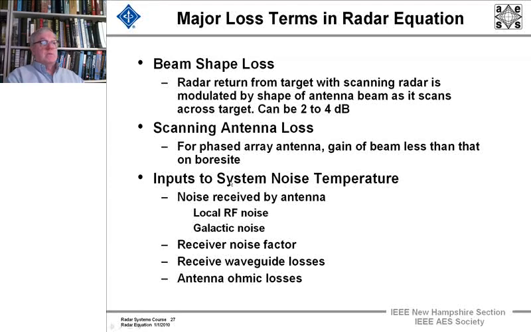We have the input to the system noise temperature. We talked about some of that before: the local RF noise, the galactic noise. Local RF noise can be a transmitter on a power distribution line that's 300 feet from the radar. Receiver noise factor, the receive waveguide losses, and the antenna ohmic losses.